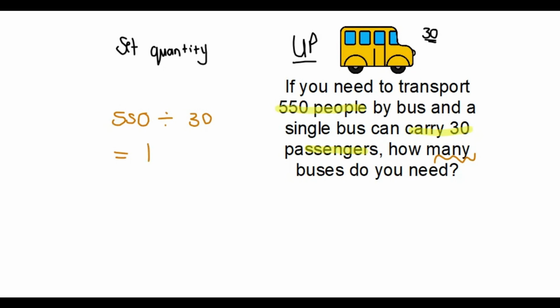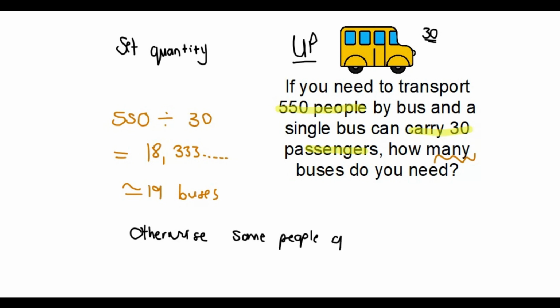Now I calculate that, and I get something like 18.333 as a decimal. In this case, we said I have to round up to 19. If I don't round up to 19, otherwise, if I don't round up, some people get left behind. So I need to make sure everyone gets a space on the bus. Okay, I cannot round down to 18 buses because then some people will be left behind.